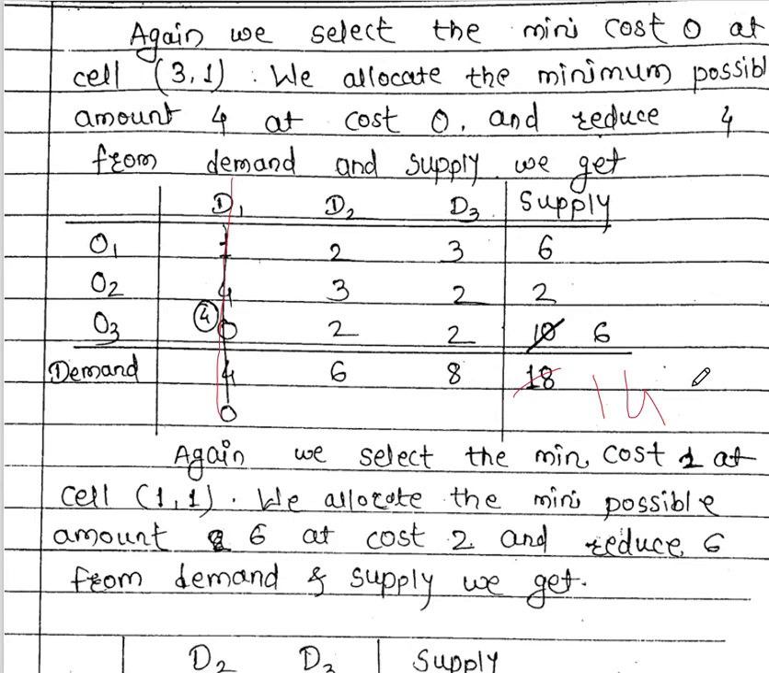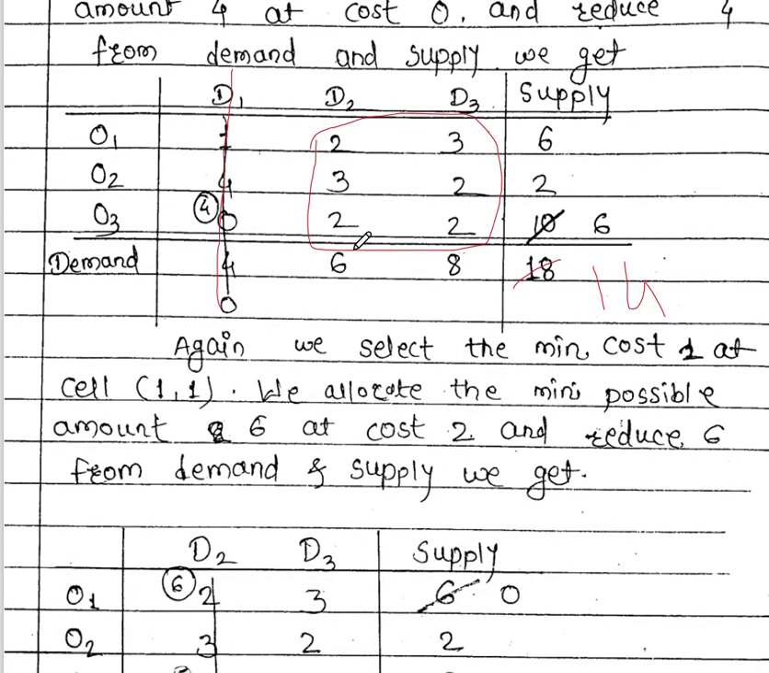Okay, so what are the remaining elements? So 2, 3, 3, 2, 2, 2. So these are the remaining elements. So select the smallest element from this table. So this first element we will select as a proper selection, or you can go ascending wise to select the element. Okay, so we will choose this element 2.